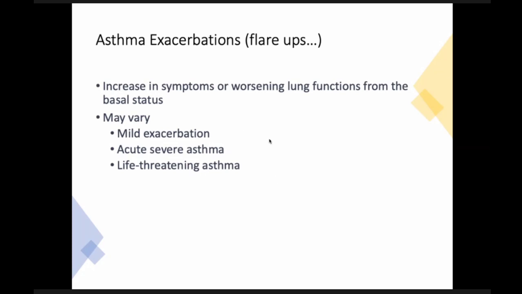These exacerbations can occur due to a variety of reasons. The definition of exacerbations is the increase in symptoms or worsening of lung function from the basal status. That could be either just mild exacerbations or acute severe asthma or sometimes life-threatening asthma. Now, there are clinical criteria to define these various stages, like the clinical criteria for acute severe asthma and clinical criteria for life-threatening asthma.